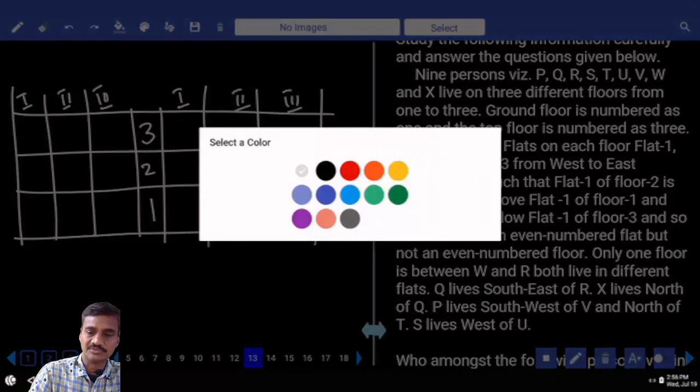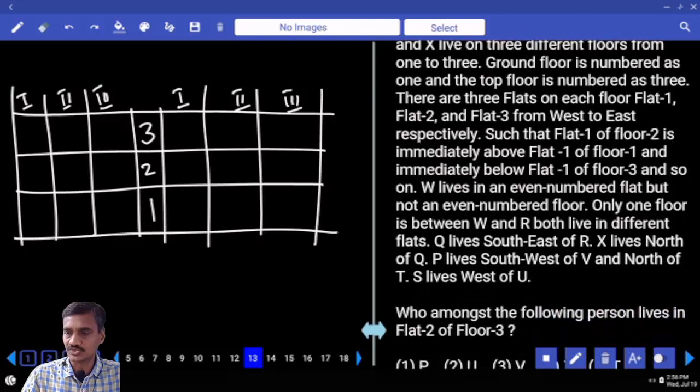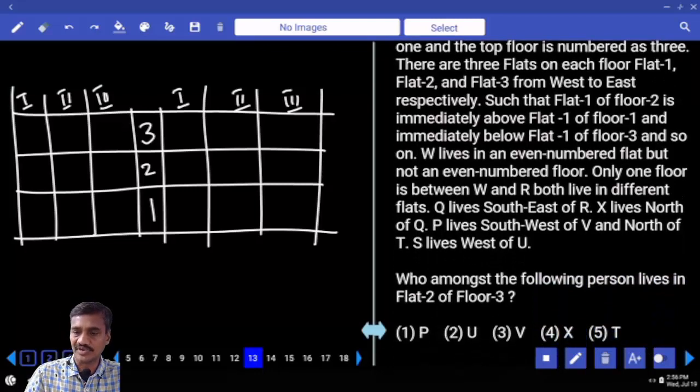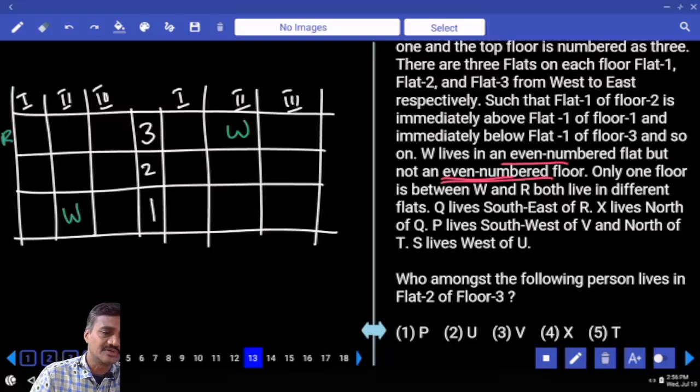Then coming to condition number 1. W lives on an even numbered flat but not on an even numbered floor. Hence W must be in the second flat, on either the first floor or the third floor. W lives on an even numbered flat, second flat, but not on an even numbered floor. That means odd numbered floor. There are only 2 odd numbers. One floor between W and R. Hence R must be on the third floor. Here R must be on the first floor.